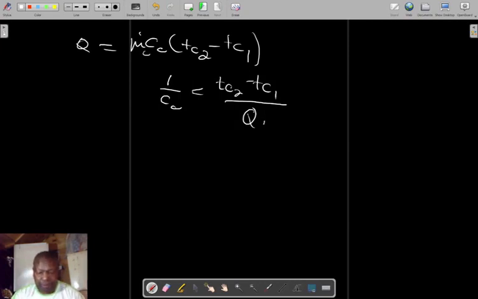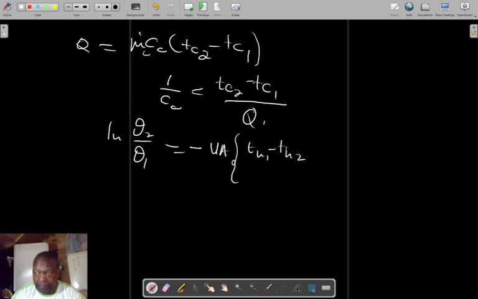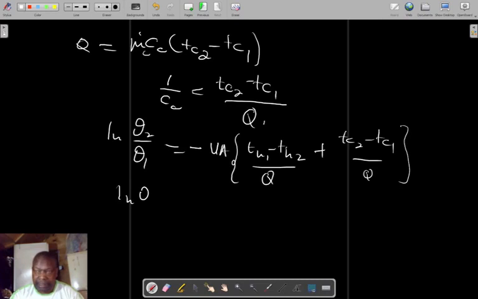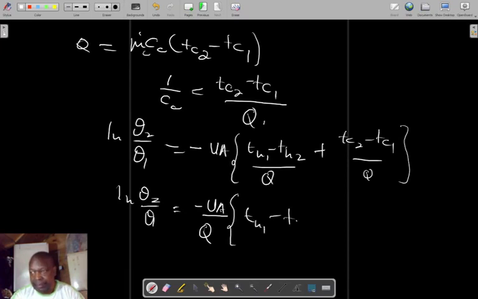So substituting for 1 over Cc and 1 over Ch in our equation, we have ln of theta 2 over theta 1 is equal to minus UA into bracket (Th1 minus Th2) over Q plus (Tc2 minus Tc1) over Q. So ln theta 2 over theta 1 is equal to minus UA into bracket (Th1 minus Th2) plus (Tc2 minus Tc1).